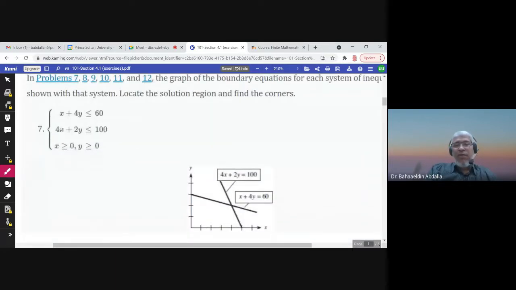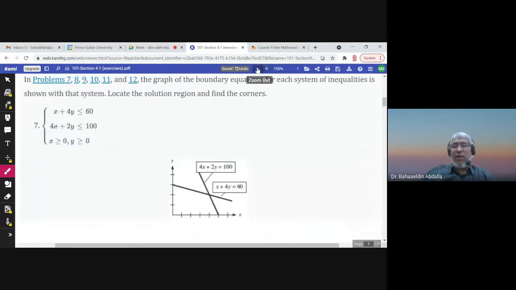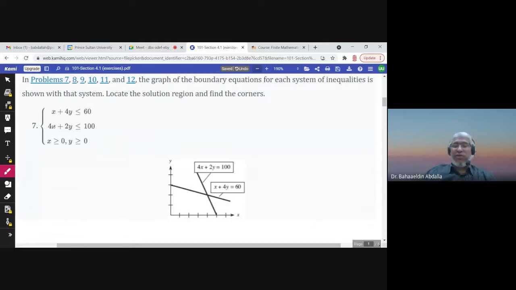Now here, the graph of the boundary equations for each system of inequalities is shown with the system. Locate the solution region and find the corners. Okay, so x greater than or equal to 0 is to the right here. y greater than or equal to 0 is above the x-axis. Because of these two conditions, we are in the first quadrant.